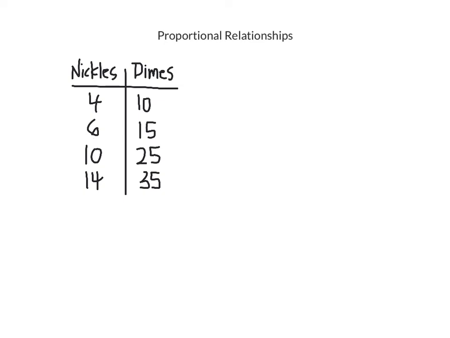All right, let's say that you're collecting nickels and dimes from people on the street, raising money for some kind of pennies by the inch or something. And the first person gives you 4 nickels and 10 dimes. The second one 6 nickels and 15 dimes, and so forth: 10 and 25, 14 and 35. The question is, is this relationship proportional? And if we were to create a graph, would it vary directly?